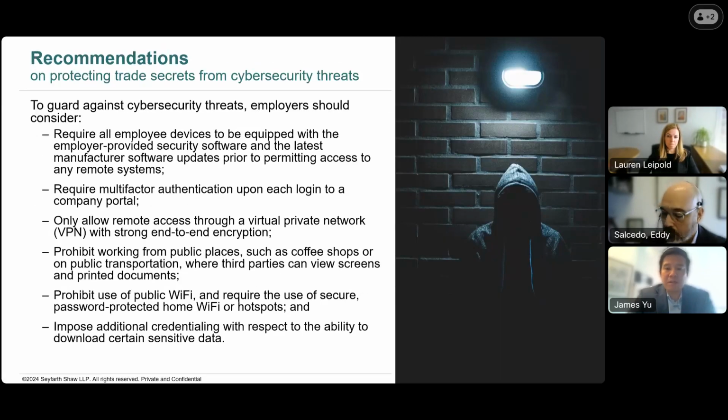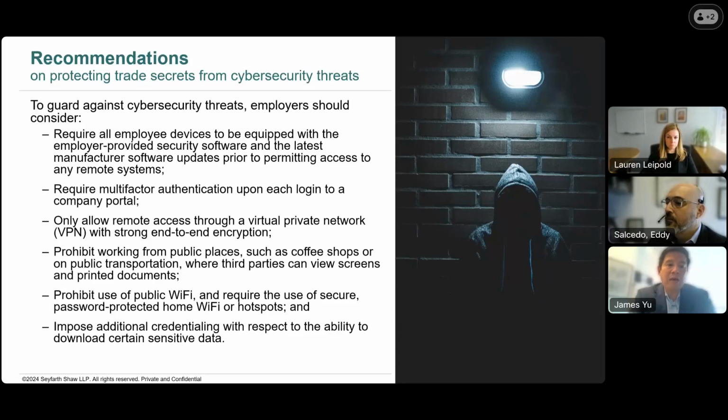I know we're a little short on time, so I'm just going to summarize this quickly, but here I've listed a few other recommendations to guard against cybersecurity threats, external threats. And one thing to keep in mind here is that there will always be an increased risk that data will be compromised when employees are accessing the company network in public spaces or non-secure Wi-Fi. And remote access through a VPN with strong end-to-end encryption generally ensures stronger security in such scenarios.